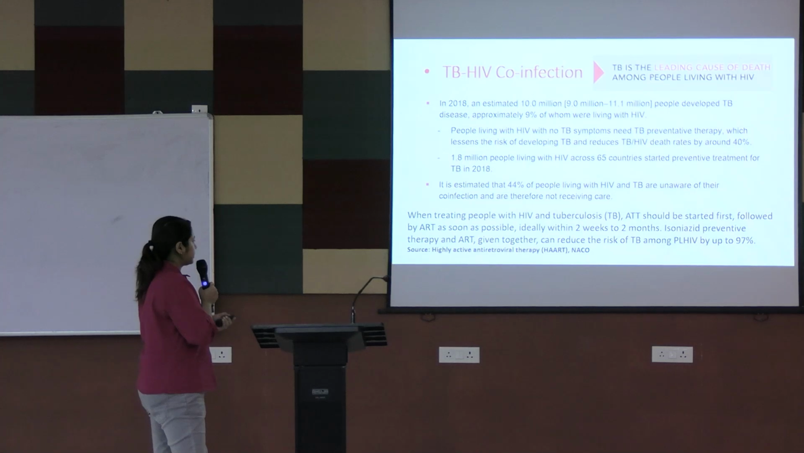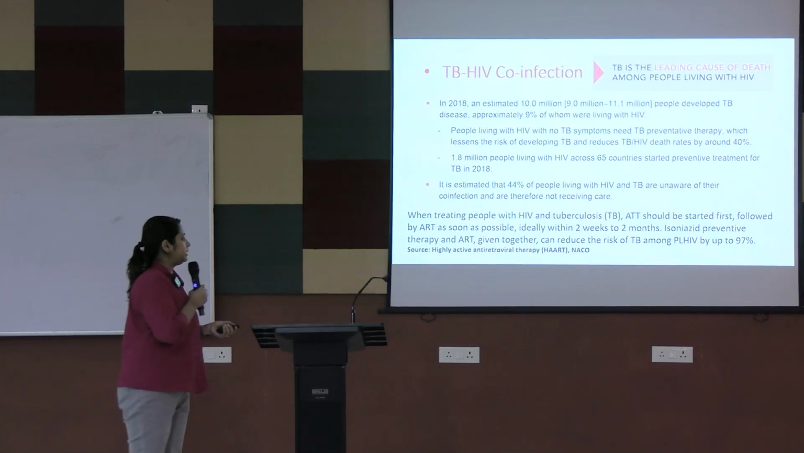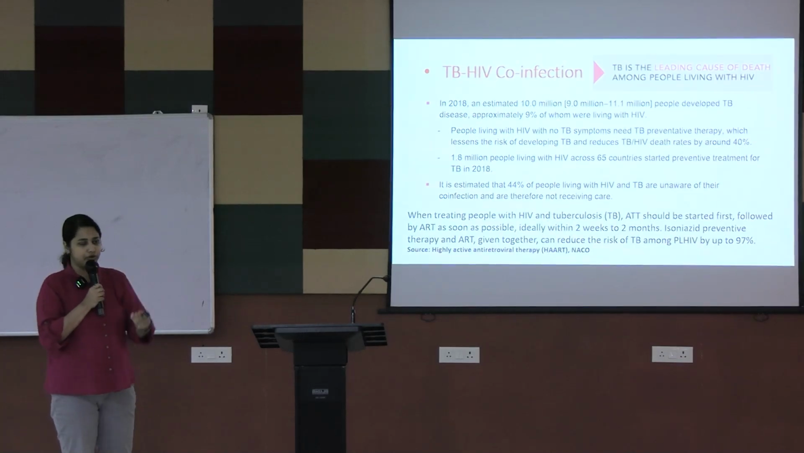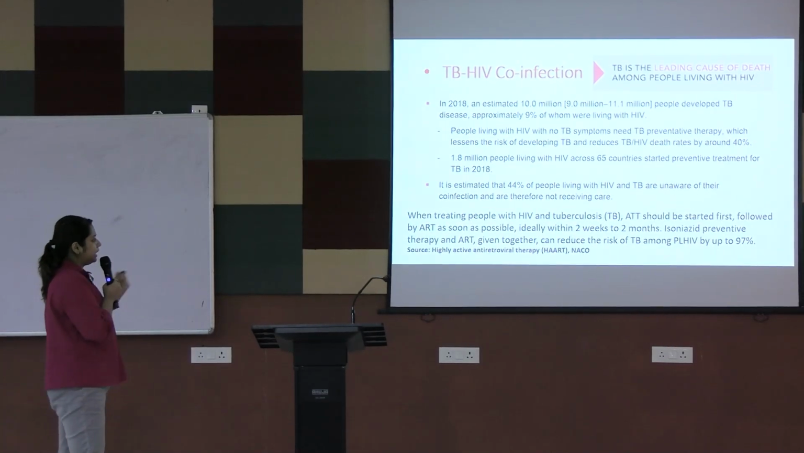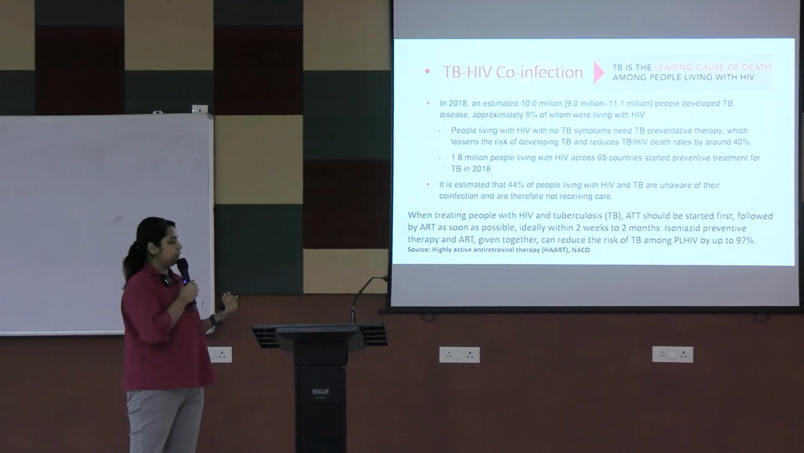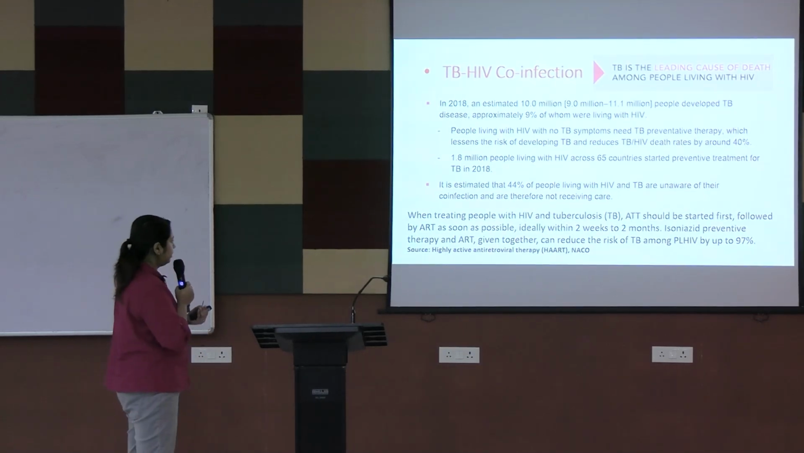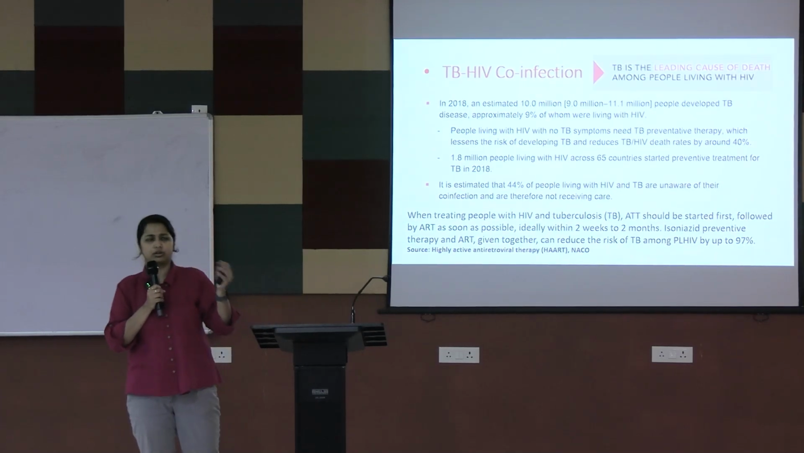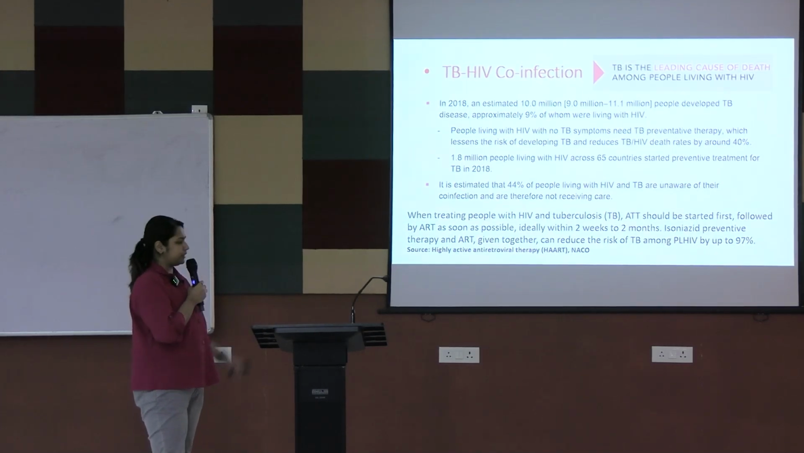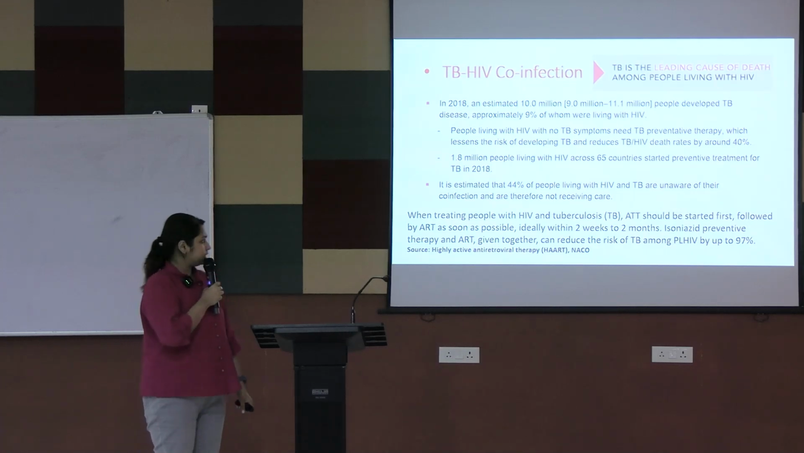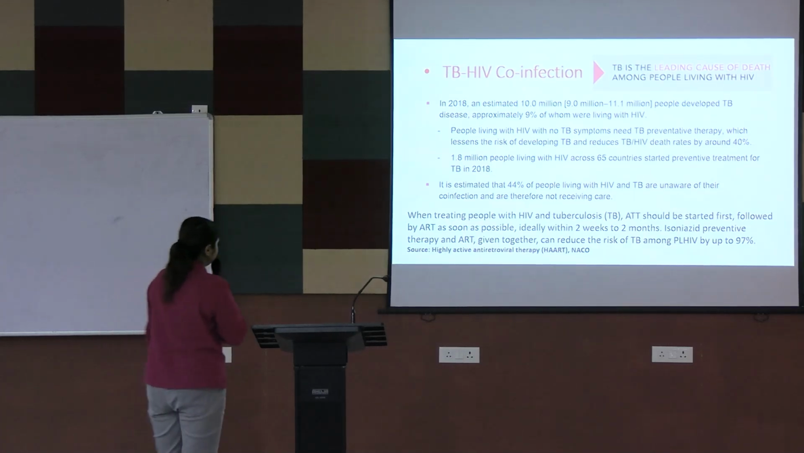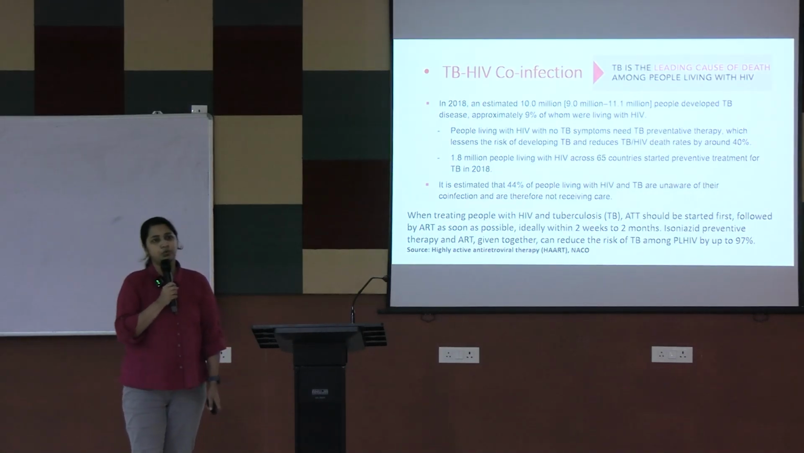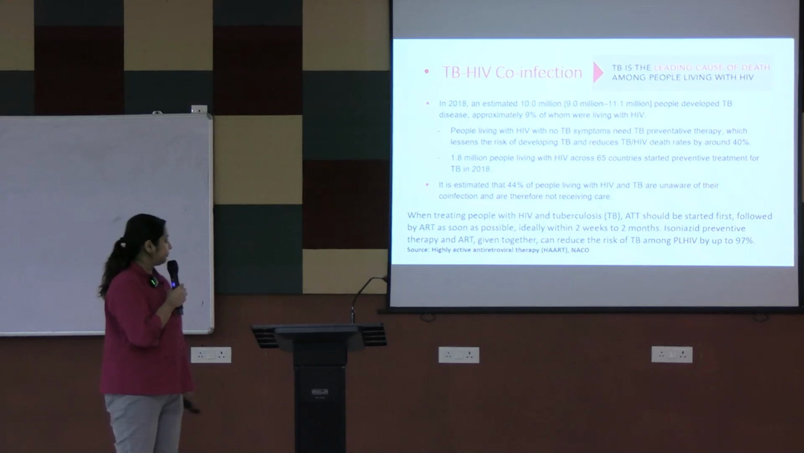Now, if you detect co-infection, then when treating people with HIV and TB, ATT should be started first. First start the anti-tubercular treatment, then followed by ART as soon as possible, ideally within 2 weeks to 2 months. And in case of disseminated infection, you start between 4 weeks to, I think, 4 months tops. Okay. So when treating people with HIV and tuberculosis, ATT should be started first and then followed by ART between 2 weeks to 2 months after starting ATT.